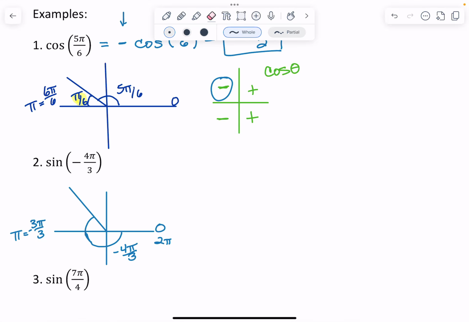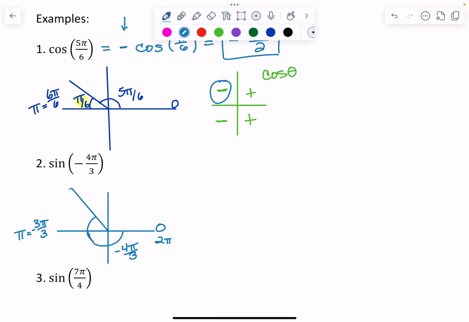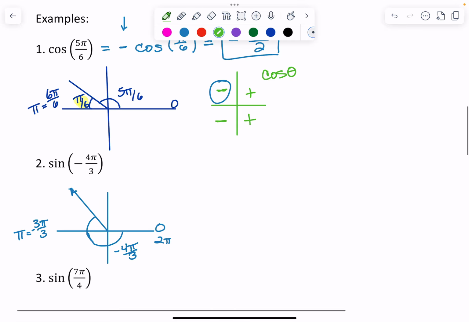All right, I went the opposite way around. Oh no, don't undo. There we go. What I'd really love to look at is just this little reference angle right here, and that's going to be a pi over 3 angle.